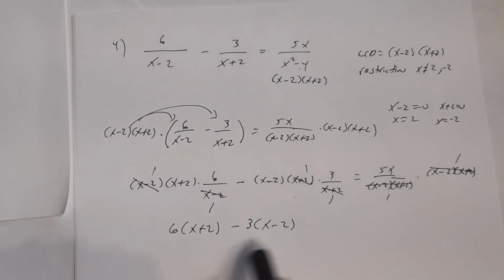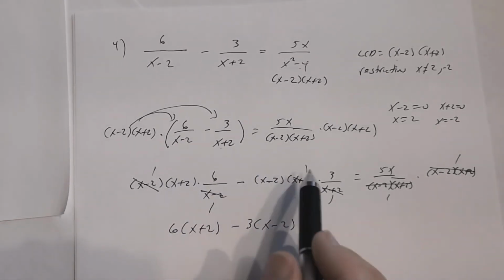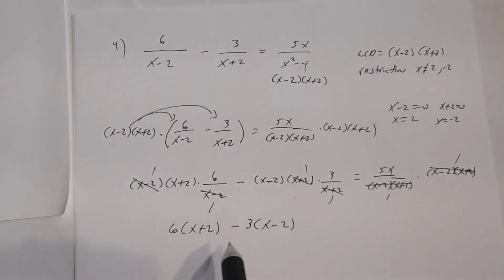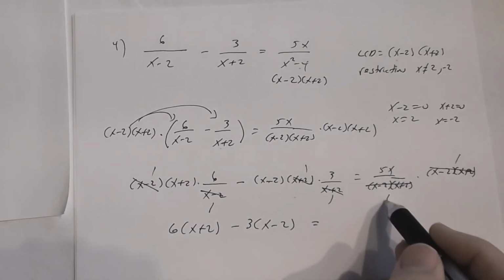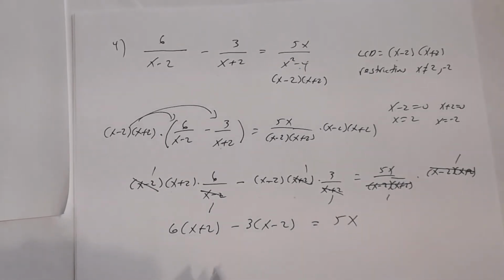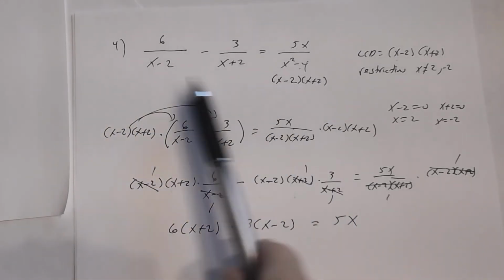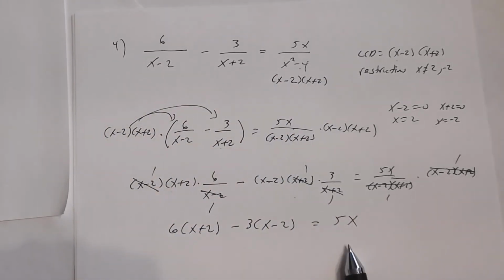Be on the safe side. If you try and distribute all at once here, if you're not careful, you're probably going to have some kind of error. So do it step by step. Take your time, do it step by step. Equal, and then 5x times 1 is 5x. So notice I went from a rational equation to a linear equation.